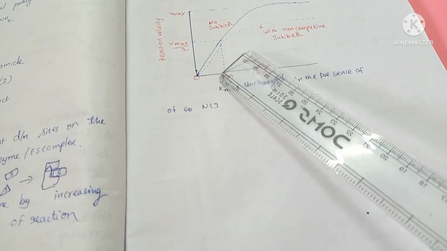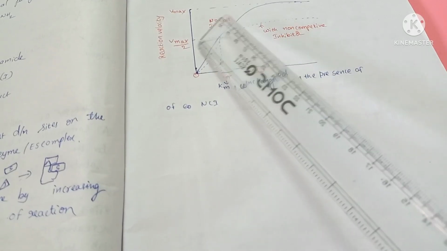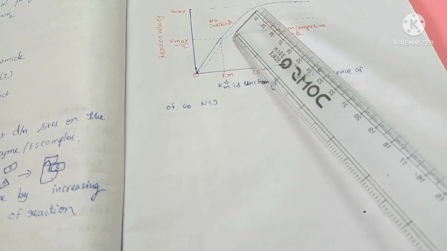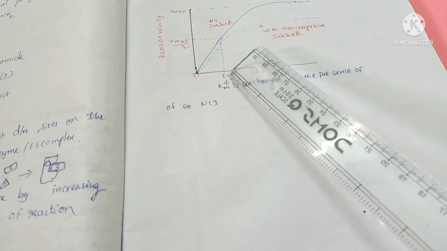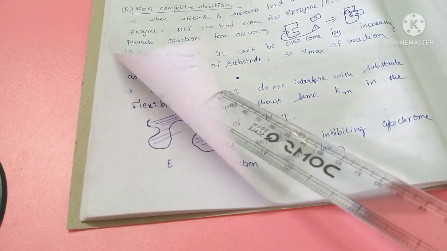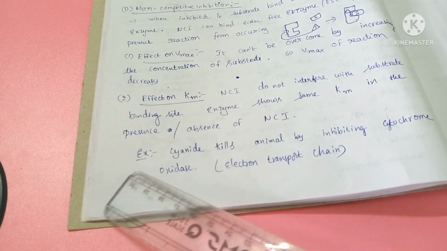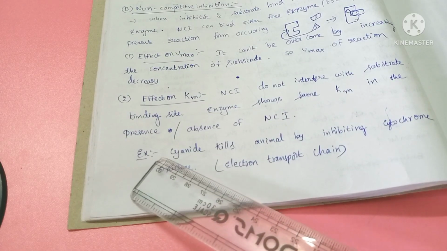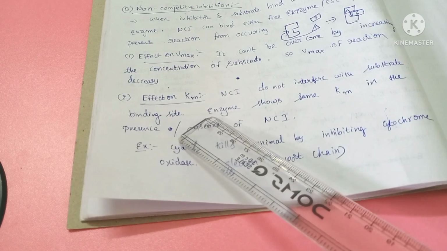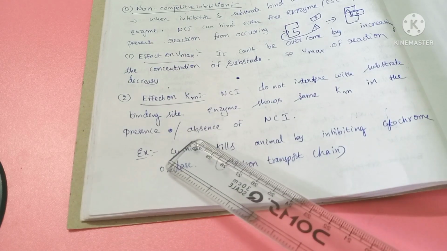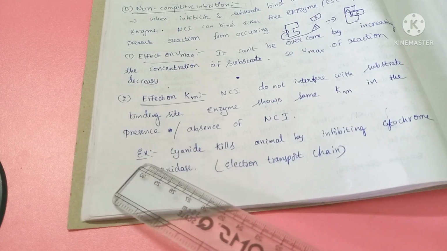Whereas in the competitive inhibitor, the Km value increases because there we have increased the substrate concentration. But here the same Km is seen in both cases. So what is the effect of non-competitive inhibitor on Km? The non-competitive inhibitor does not interfere with the substrate binding site of an enzyme. That shows the Km in the presence or absence is the same value.